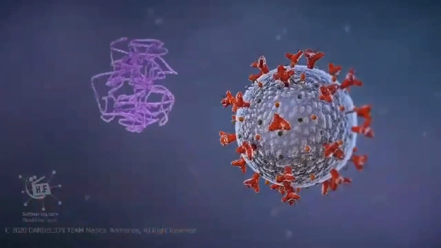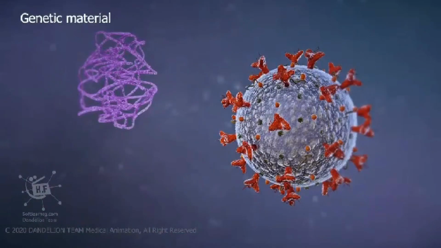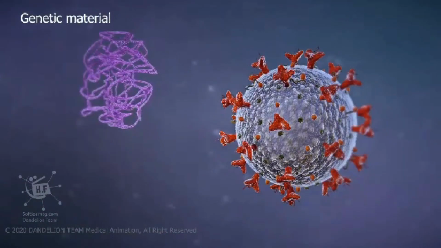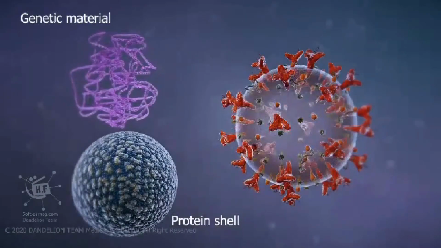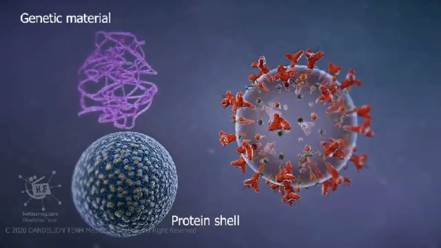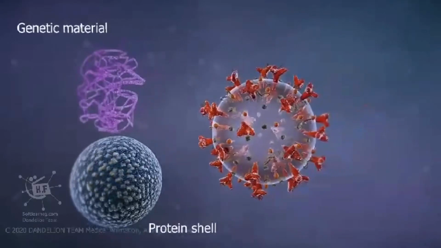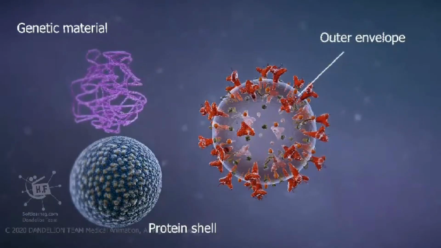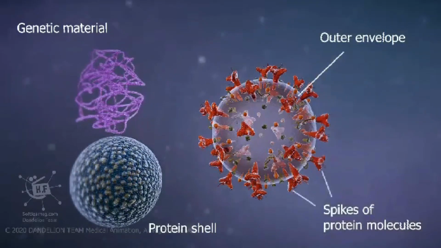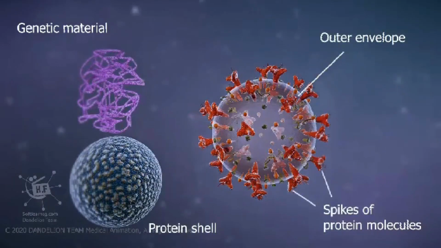Inside of the virus, genetic material contains the information to make more copies of itself. A protein shell provides hard protection for genetic materials, and the outer envelope allows the virus to infect cells by merging with the cell's outer membrane. Projecting from the envelope are spikes of protein molecules.